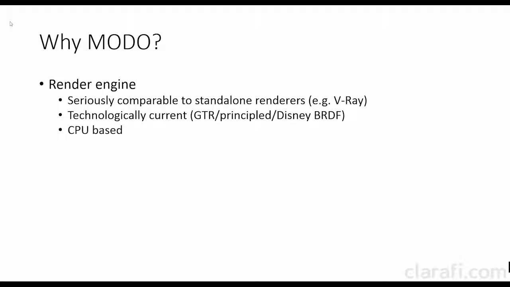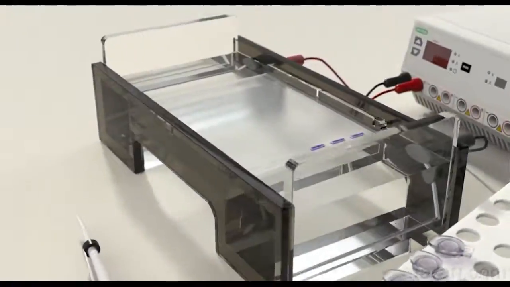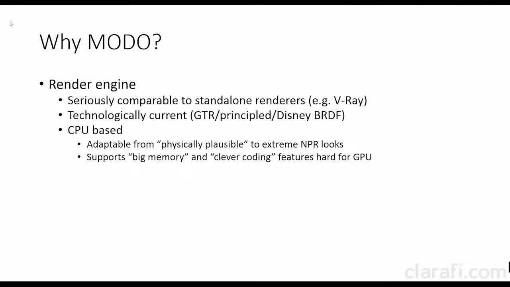If you think of CPU renderers as flexible and GPU renderers as fast, then Modo will be surprisingly fast. But it's also very adaptable. There's a lot of control to develop your own look, from photoreal to completely abstract. The renderer takes advantage of big memory and clever coding that's not always possible on a GPU, and can also take advantage of spare hardware to a certain extent.